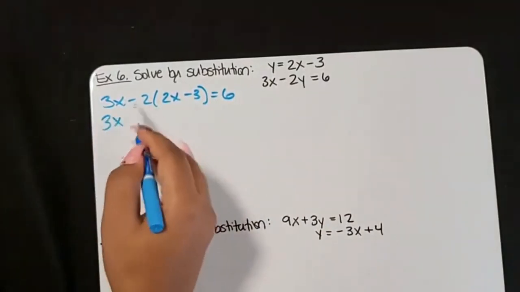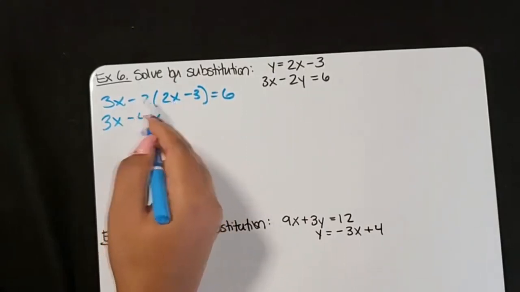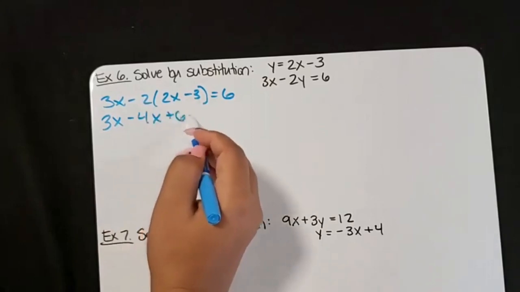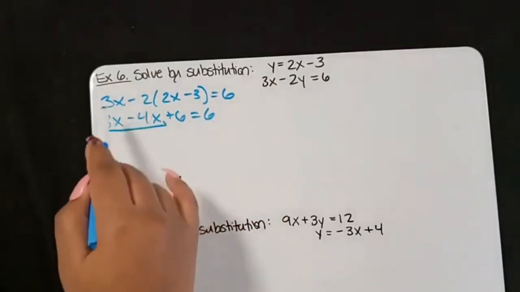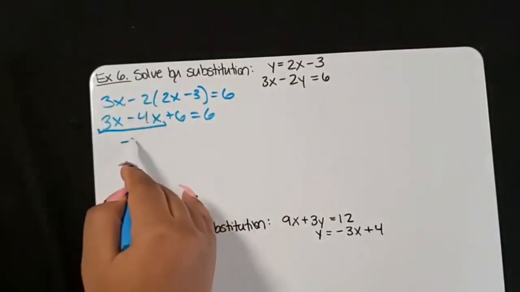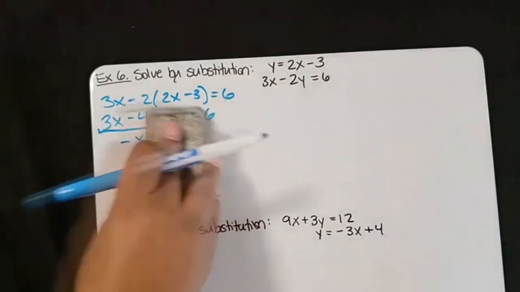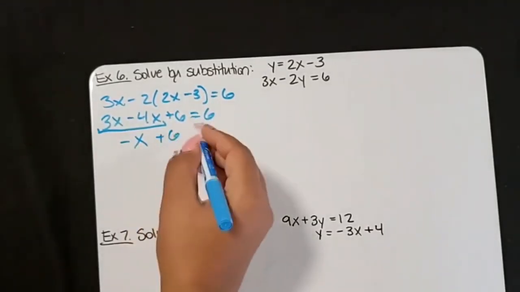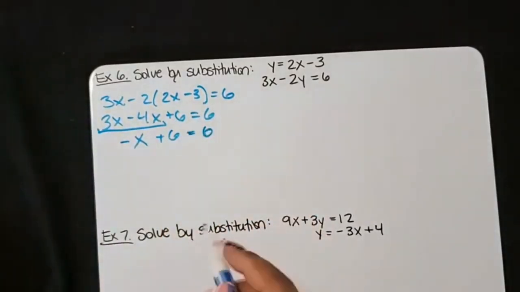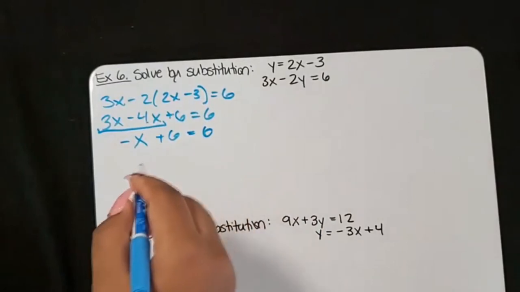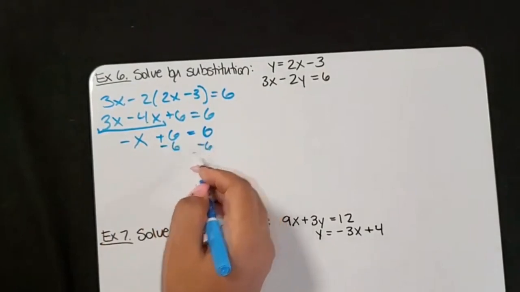3x, we got -2 times 2x, which is -4x, -2 times -3, which is +6, and then we still have our equals 6. We're going to combine like terms. 3x minus 4x is -1x. Then we still got our plus 6. Plus 6 equals 6. Okay. Then we need to subtract 6 on both sides.